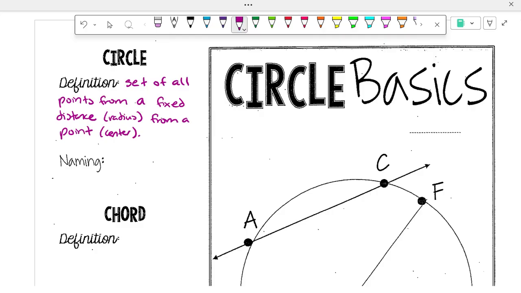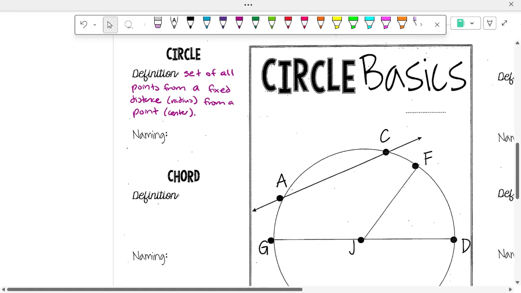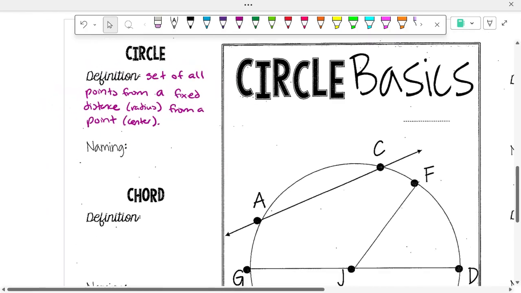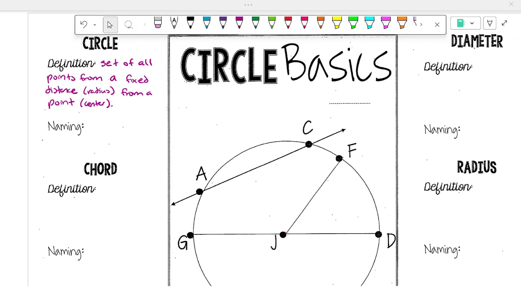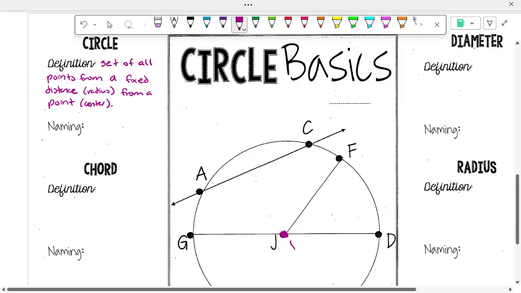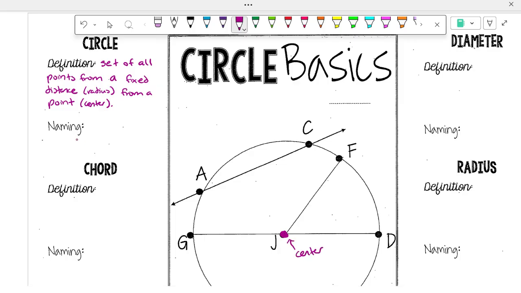So when we name a circle, we name it based off of whatever letter is on the center point. If we look here, our center is at point J. So we would name our circle by drawing a little circle with a dot in it, and you write a J next to it. That's how you name the circle.